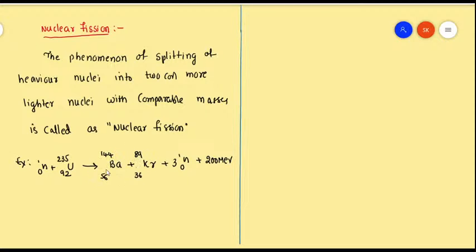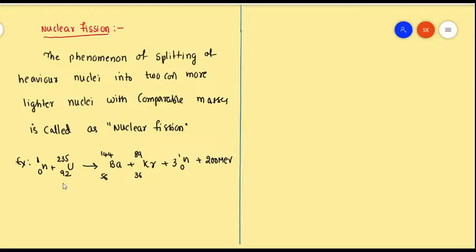Then there is no problem, it will be balanced. 144 plus 89 plus 3 gives 236, and 235 plus 1 is also 236. So the mass numbers balance. For atomic numbers, 92 plus 0 is 92, and 56 plus 36 is also 92. This is about nuclear fission.